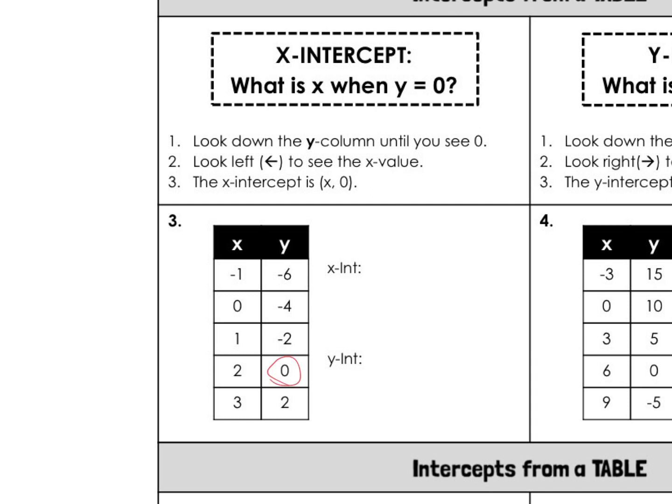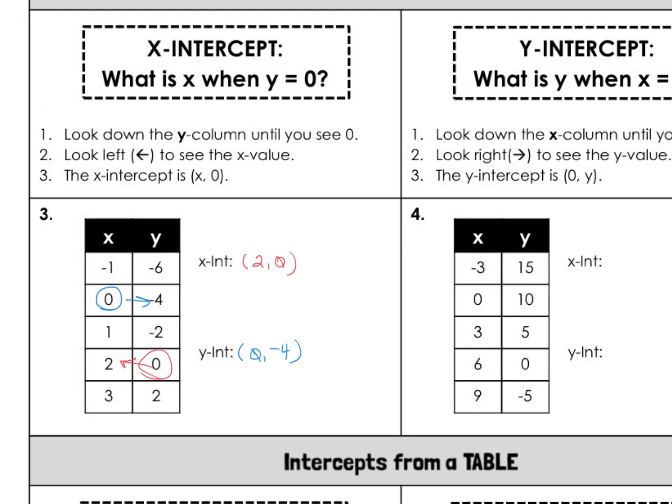And then you look to the left and see the x value. So the x value is 2, and that is our x-intercept. So it's (2, 0). To find the y-intercept, you look down the x column until you find the 0, and then you look to the right, and that is your y value. So your y-intercept is (0, -4).